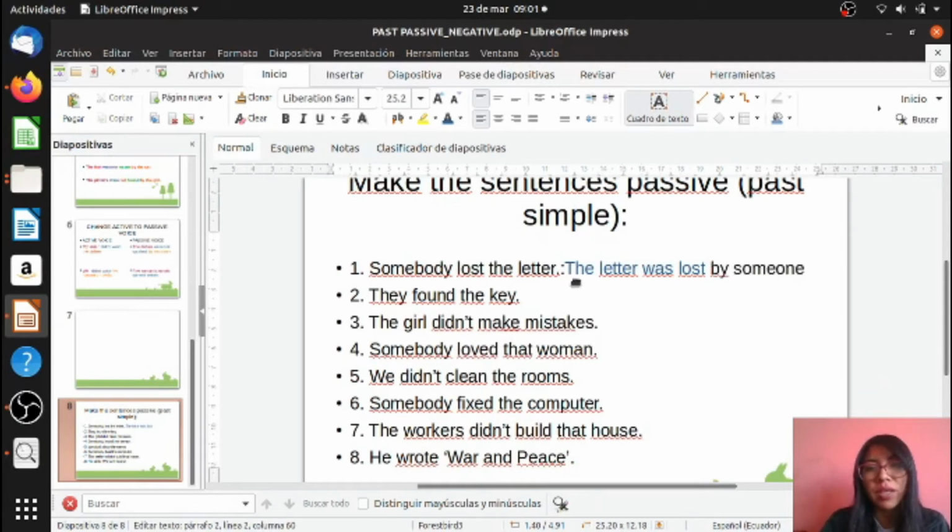¿Qué nos diría aquí? La carta fue perdida por alguien. In this case, it is not necessary. Okay? We don't need that.